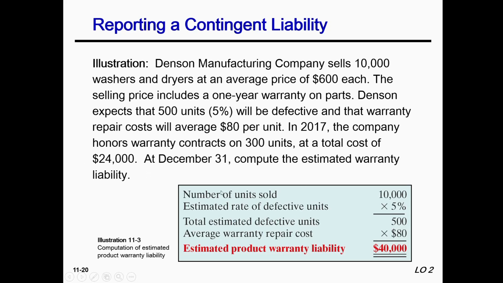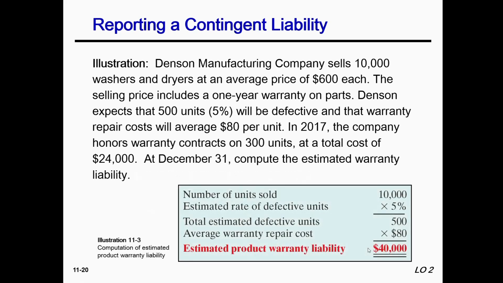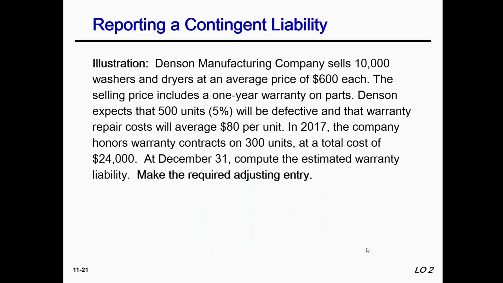So firstly, let's calculate the estimated warranty on December 31st. How many units were sold? 10,000. 5% will be defective, we estimate. So that is 500 units. In order to fix one unit, the company might incur $80. So 40,000 is the estimated warranty liability. Make an adjusting entry. So warranty expense gets debit and warranty liability gets credit with the amount we have calculated as estimated product warranty liability.